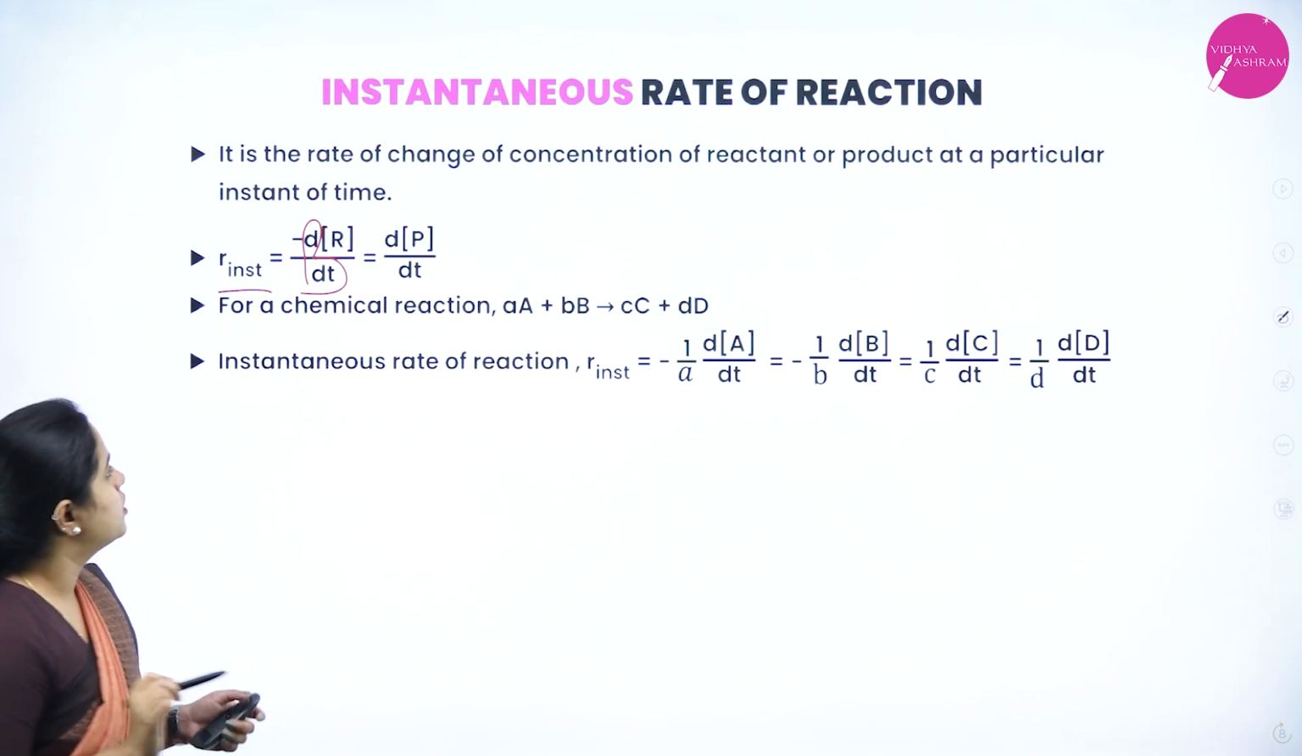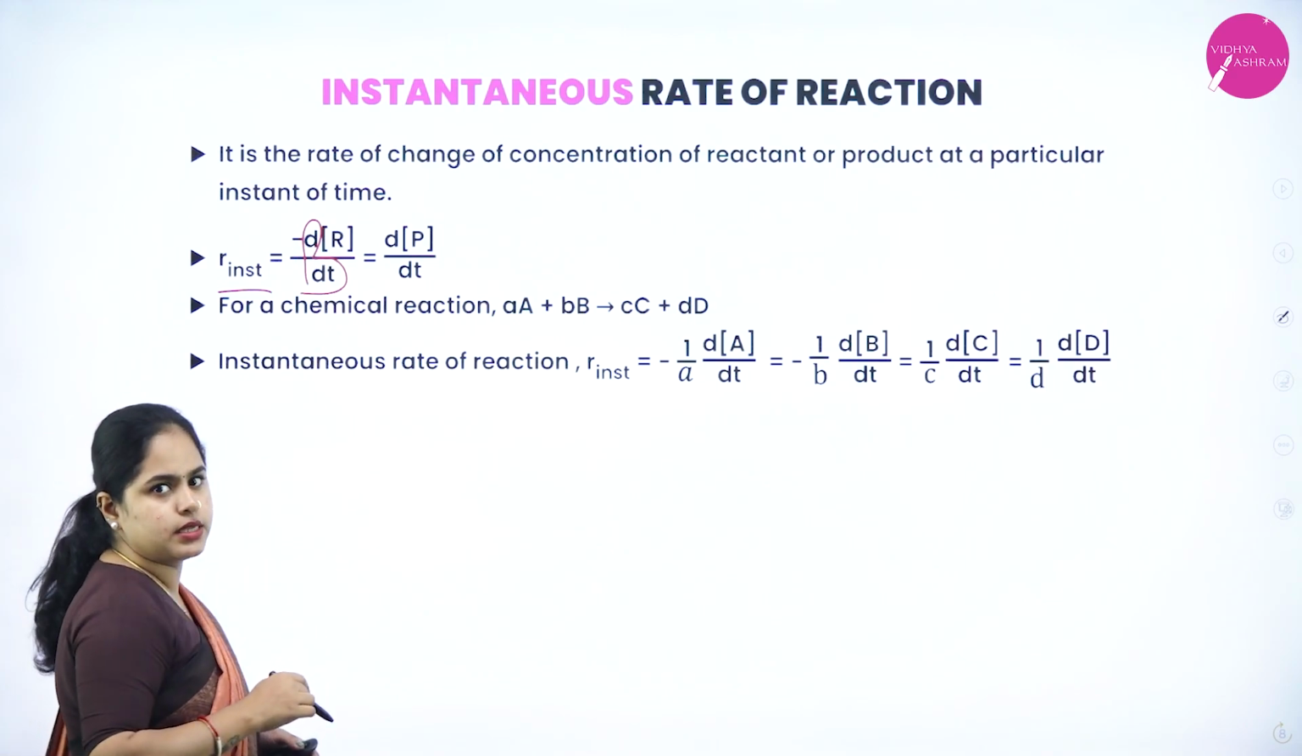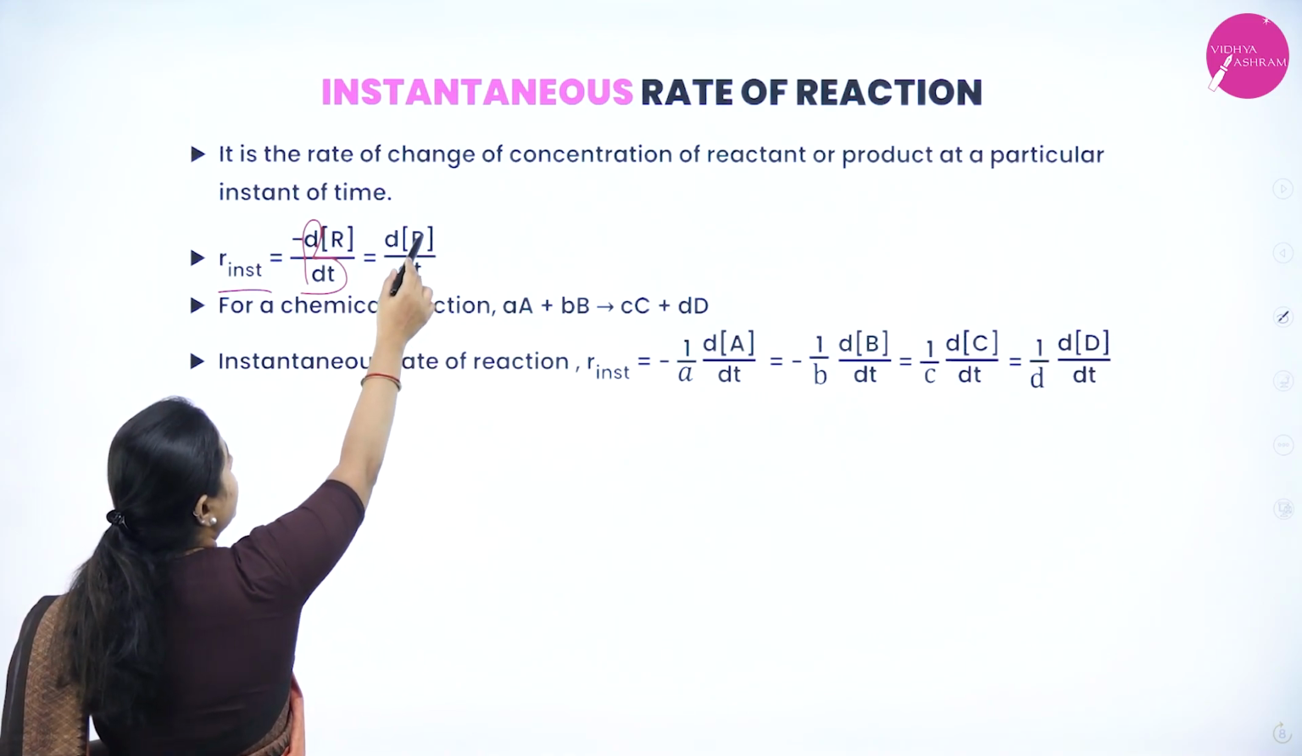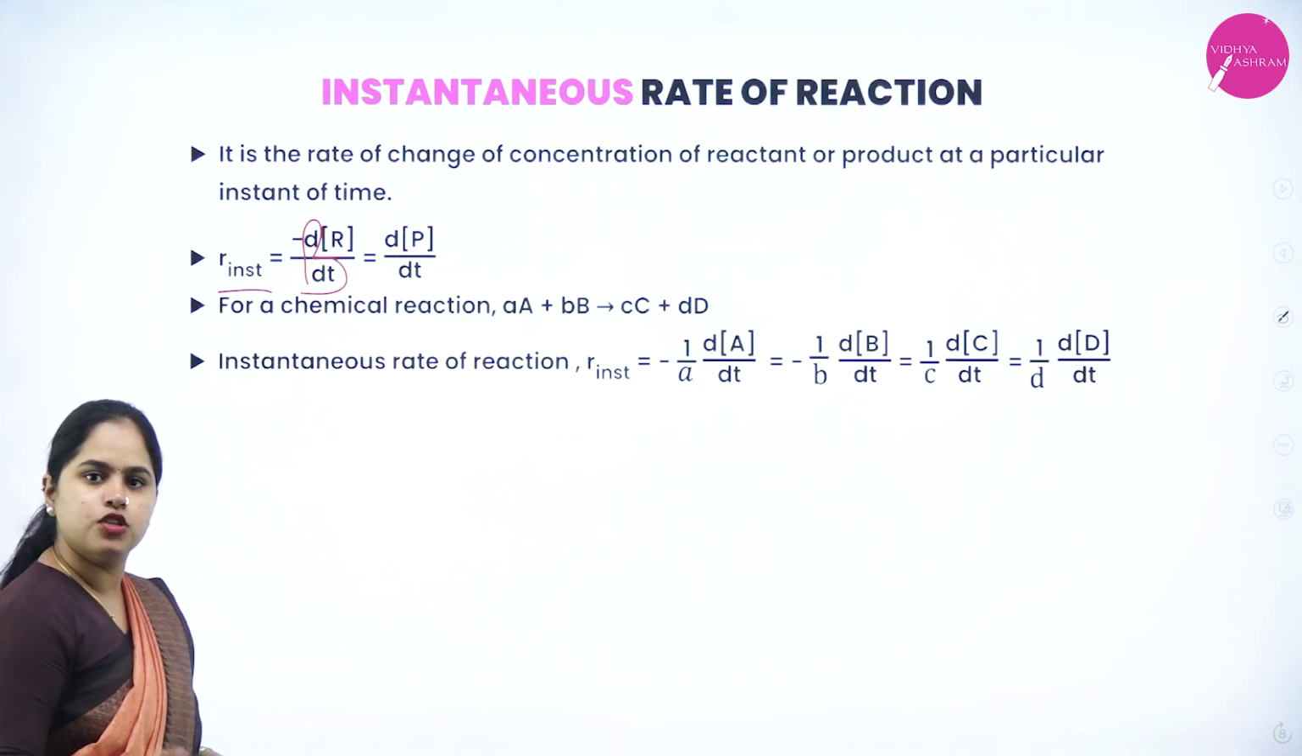That's it. Okay. So again it is reactant, so minus sign will be there, which is equal to dP by dt. That is d by dt of concentration of products. So I hope it is clear.